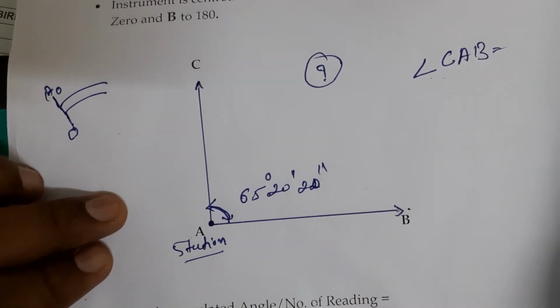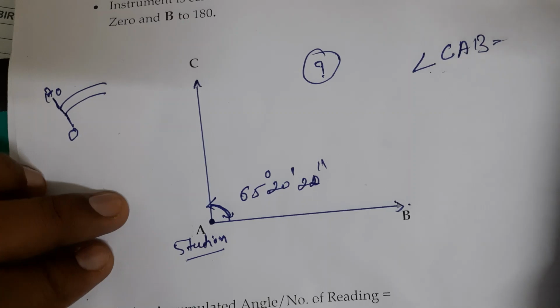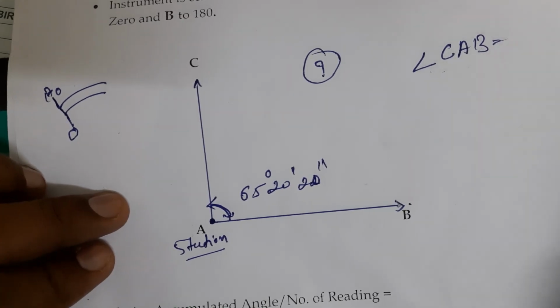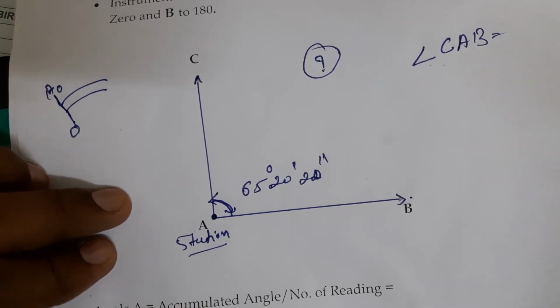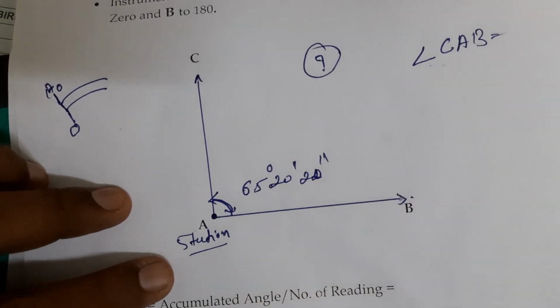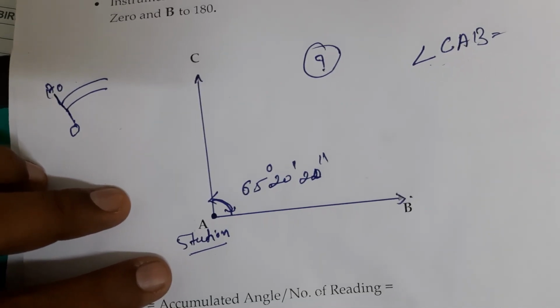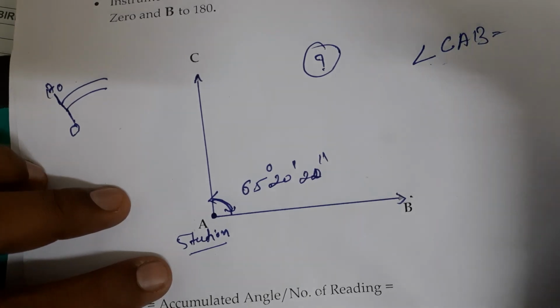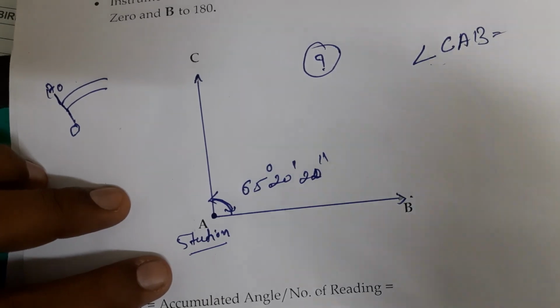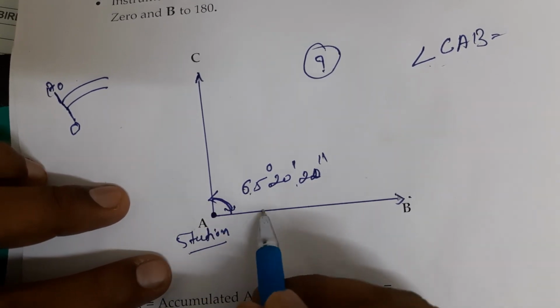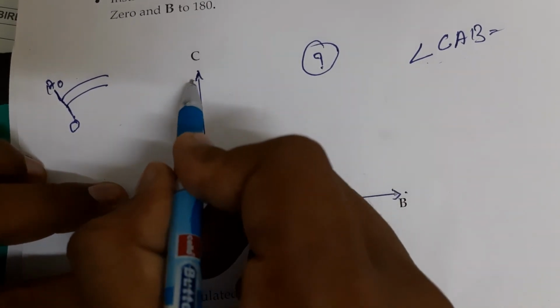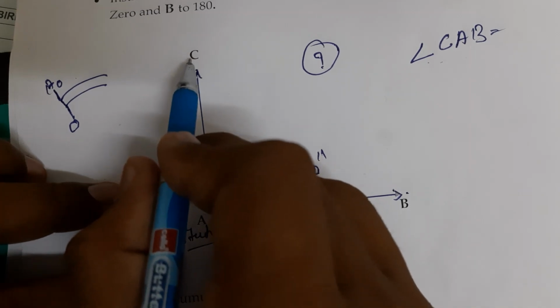Then what happens? We don't know whether this is the right angle or not. So we need to measure once again, because this is a repetition method. We need to clamp the lower clamp tight, and then move with the upper clamp tight to point C with the same reading. Like the 65 reading after measuring that.